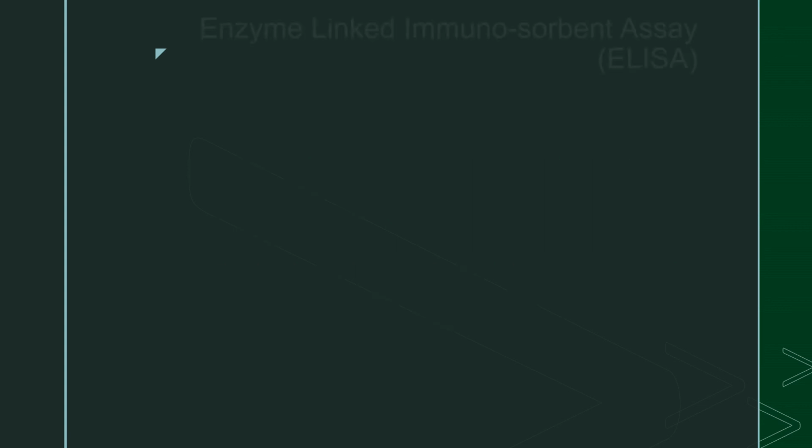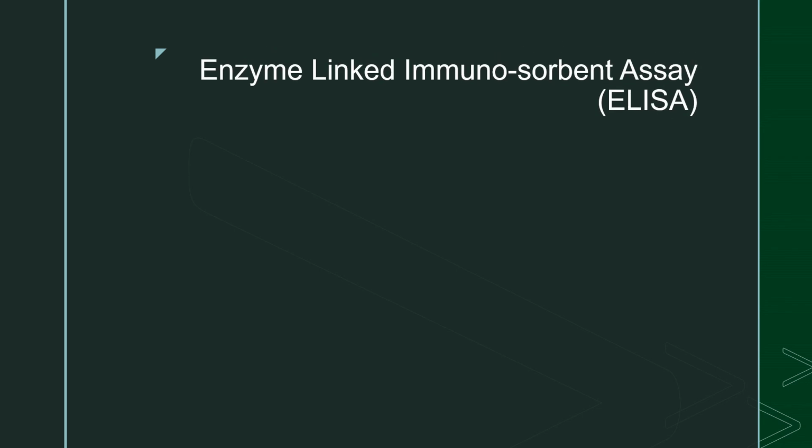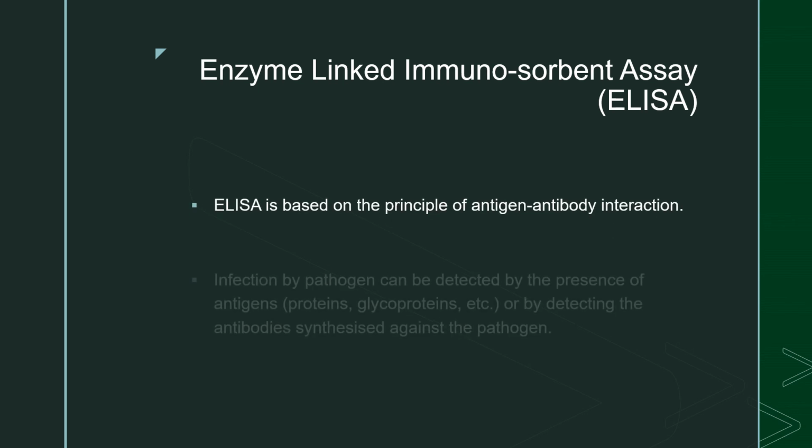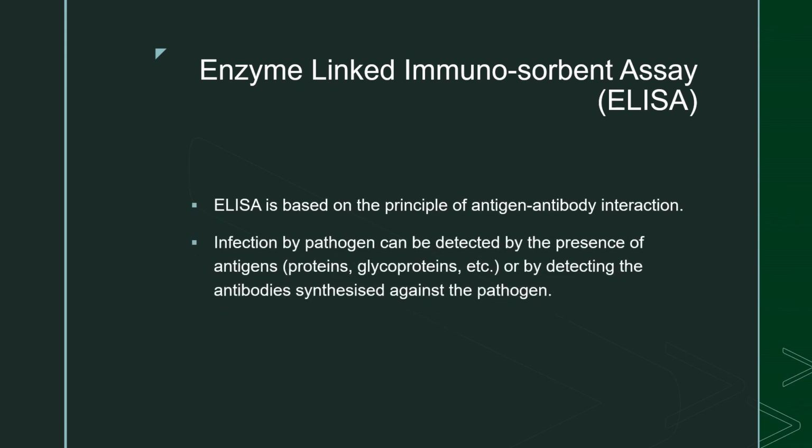Enzyme linked immunosorbent assay or ELISA is based on the principle of antigen antibody interaction. Infection by pathogen can be detected by the presence of antigens like proteins, glycoproteins, etc., or by detecting the antibodies synthesized against the pathogen.